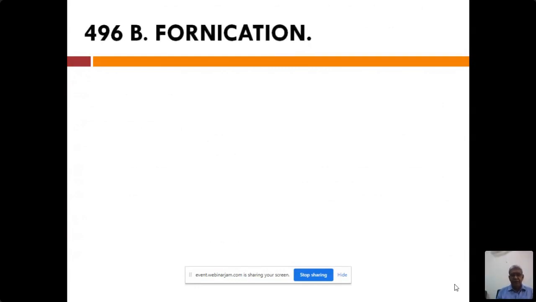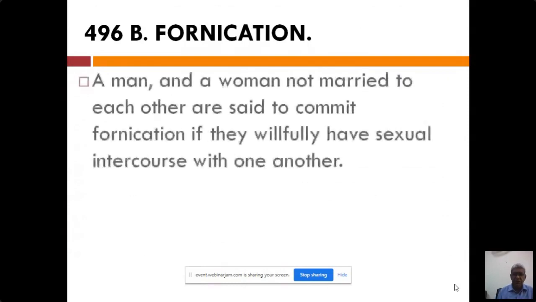Section 496B deals with the definition of fornication. What is fornication? Fornication is sexual intercourse between a male person and a female person, if they are doing the sexual act willfully and they are not married to each other. This is equivalent to the definition of zina.